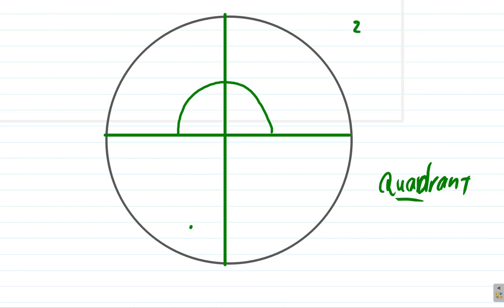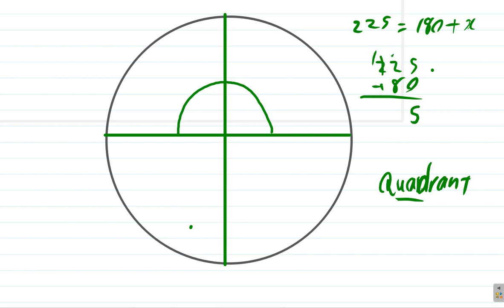But how much? 225 equals 180 plus something. Call it x, whatever it is. But x would be 225 minus 180. 225 minus 180 is what? 5 minus 0 is 5. 2 minus 8, you can't, so you borrow 1 and get 12. 8, 9, 10, 11, 12, 45. So you go 45 more.